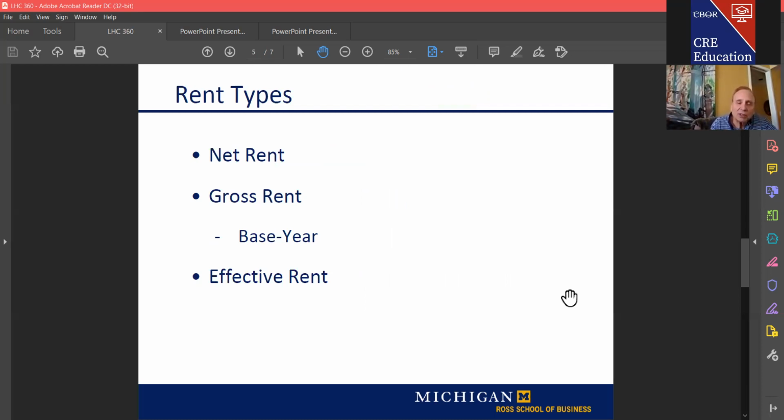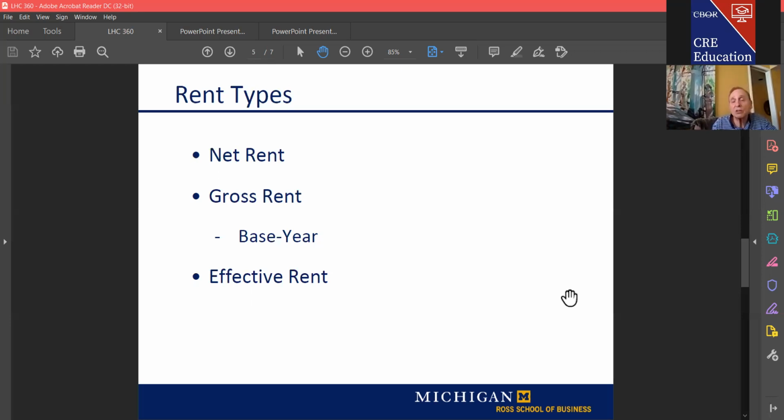Next slide. Rental types. We're kind of familiar with most of these. Net rent, starting with industrial, just means the tenant's paying the base rent. The landlord comes up with a number to cover their mortgage and their rate of return, and then the tenants pay all the costs. That's the best thing for a landlord to be involved in.